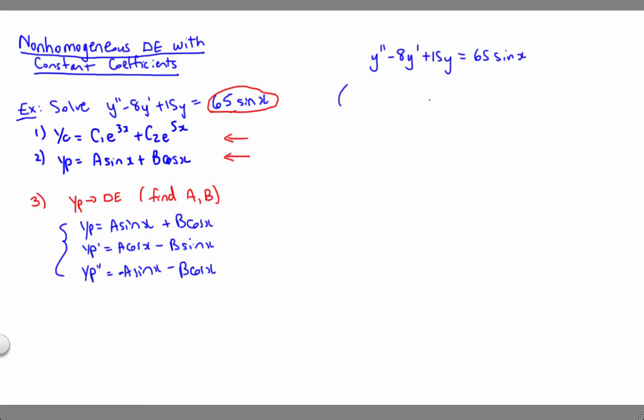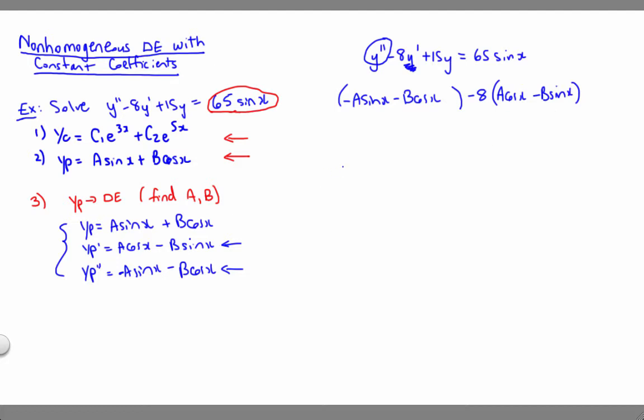So first thing we're going to write down is yp double prime. In plugging yp into the DE, when we see this y double prime, we want to replace it with yp double prime. So we're going to have minus a sine x minus b cos x. Okay, and then moving on, we've got minus 8y prime. So when we run into this y prime term here, we're going to replace that with yp prime, which is a cos x minus b sine x.